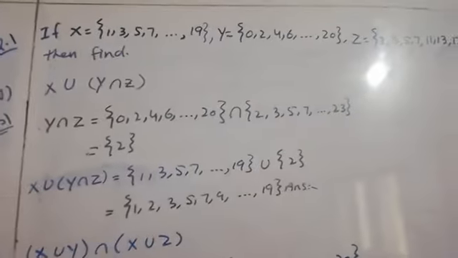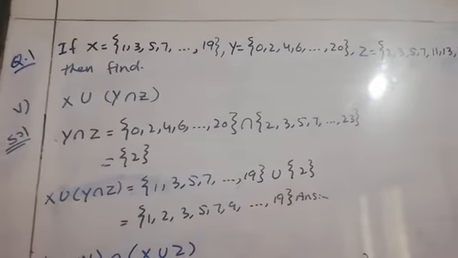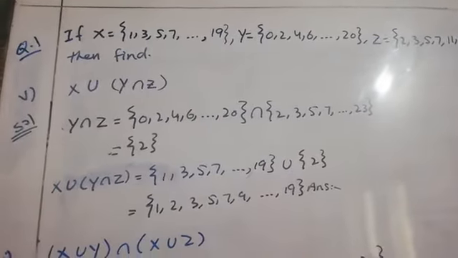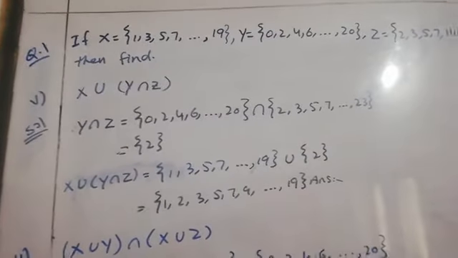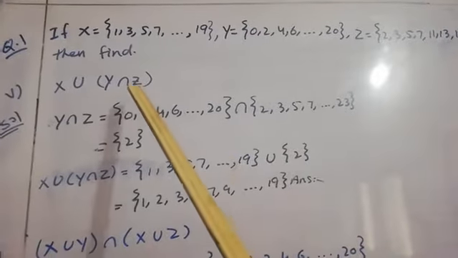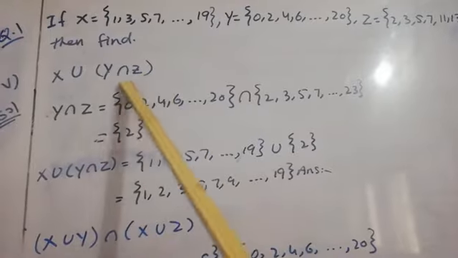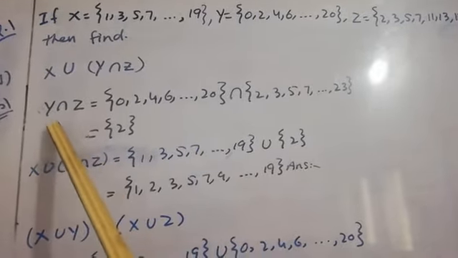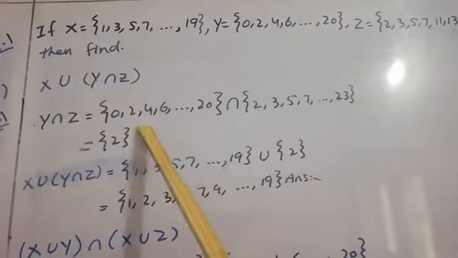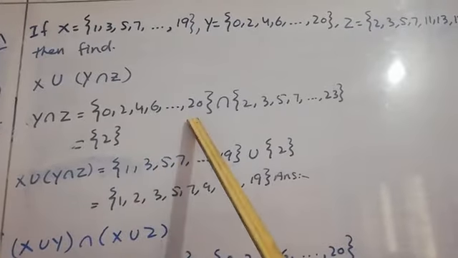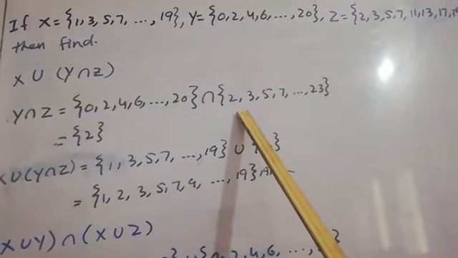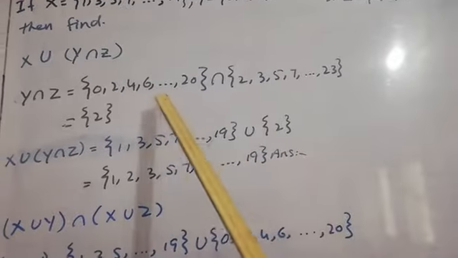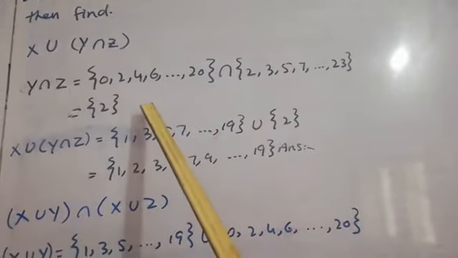My dear students, there are three sets present over here. As you know the maths rule, first of all we will focus on the parenthesis bracket values. So first we will solve the bracket values, Y intersection Z. Y is the set of even numbers from 0 to 20 and Z is the set of prime numbers from 2 to 23. There is only one common element which is equals to 2.